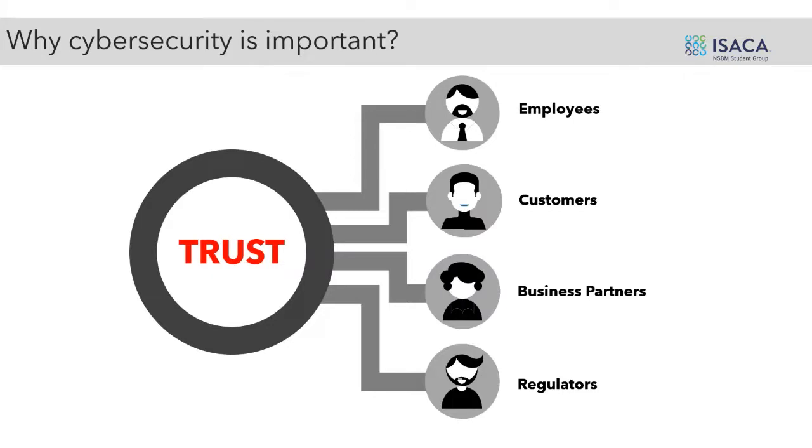Then integrity, the accurate data: we need to have information about ourselves, our company, and our individual lives be accurate. And then availability. But ultimately, the end goal should be to build trust and to maintain that trust within all our stakeholders, which includes our employees.